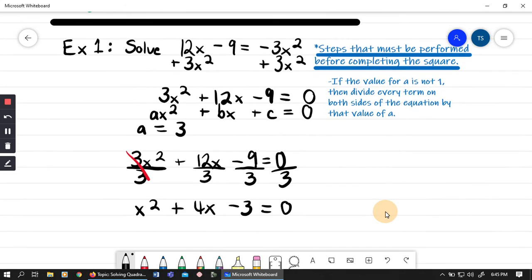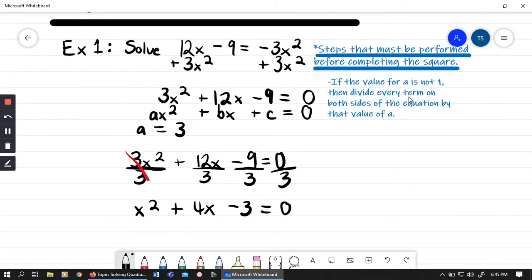Okay, so now that we've got it where our a value is 1, what we want to do is separate our terms with variables from our constant terms. In other words, we want to isolate our terms with variables on one side of the equation and get the constant terms on the other side of the equation. So let's isolate those terms with variables, and let's get the constant terms on the other side of the equation.